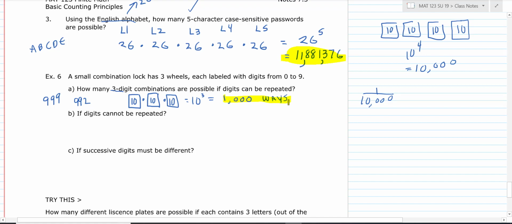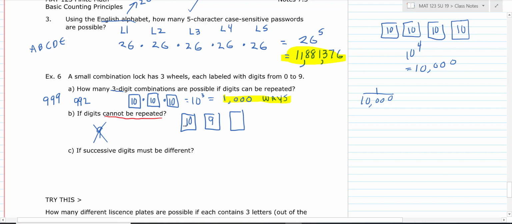Now the next one is a little bit different situation. This says digits cannot be repeated. So you have to understand what's meant by that. I'll draw my boxes like this. Here's what happens. The first digit could be anything. But the second digit, you can't use whatever you used there, so you would have to throw out whatever you chose. If you chose a 9, you can't use it anymore. So that means there would be 9 things left over.